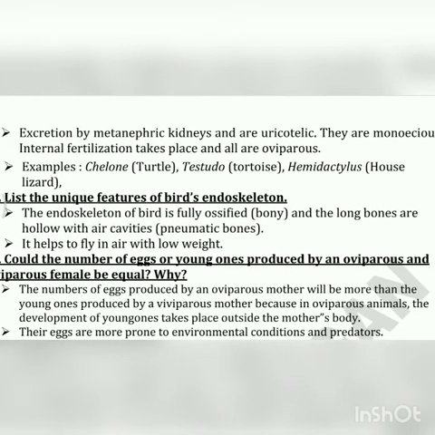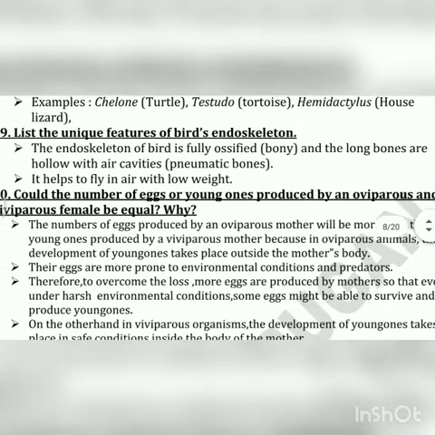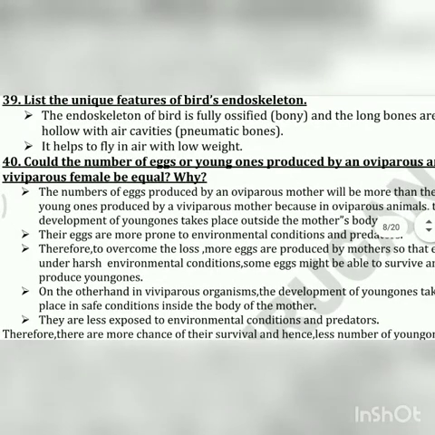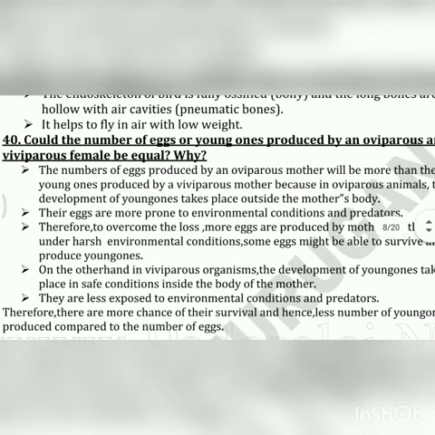39th question. List the unique features of birds' endoskeleton. The endoskeleton of birds is fully ossified, that is bony, and the long bones have air cavities. The bones have hollow spaces which are filled with air. Such bones are called pneumatic bones. It reduces the weight of the body so that the birds are able to fly.